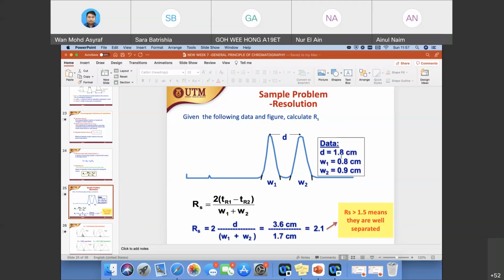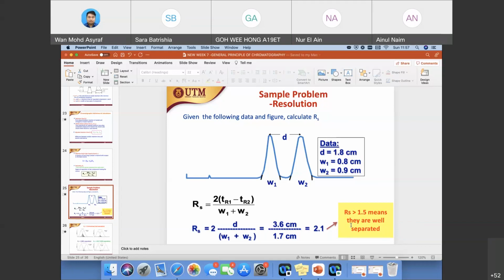Usually it is not this simple. Usually we will give you retention time 1 and retention time 2 and you plug them into your calculation here. But for this sample problem, we have given you the differences. So 2 times 1.8 divided by the width number 1 plus the width number 2. So you got 2.1. So the resolution is 2.1.